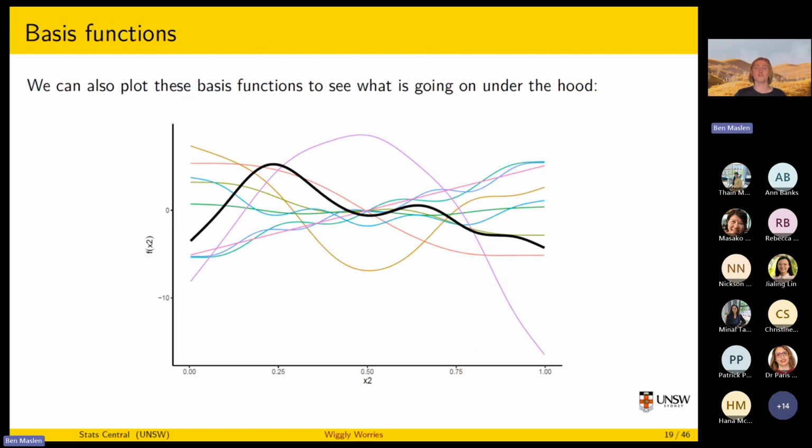We can look at what's going on under the hood here by plotting the basis functions. It looks quite odd, but this is how our black curve is actually estimated. It's using all these other functions here and does a weighted sum of all those functions, and that's how we get this black line here, which is interesting.